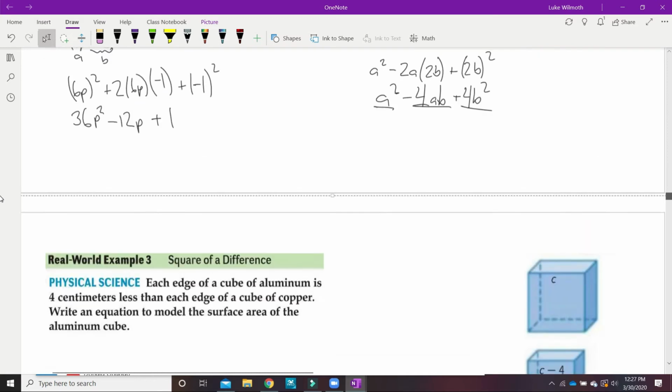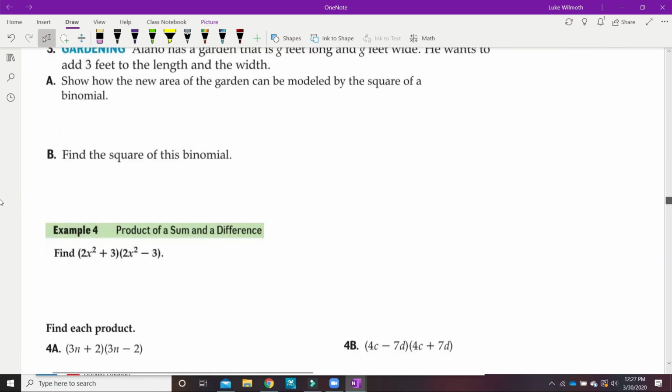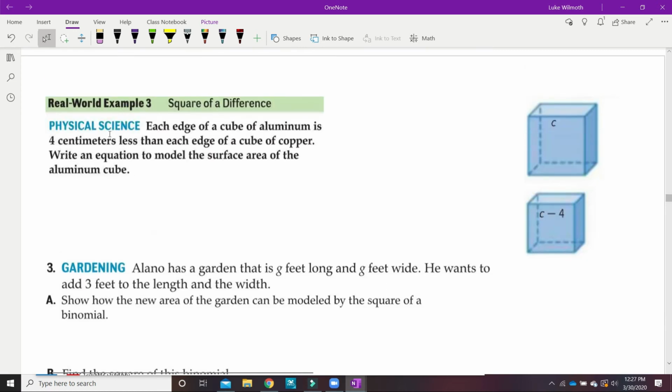We're going to look at a couple word problems here, and we're almost done. So in this problem here, it says physical science, each side of the edge of a cube is 4 centimeters less than the edge of a copper cube. So my guess right here is that this one right here, this is my copper cube, because they picked C. C for copper. And the aluminum is 4 less, so they did -4. Aluminum. Write the equation to model the surface area of the aluminum cube.